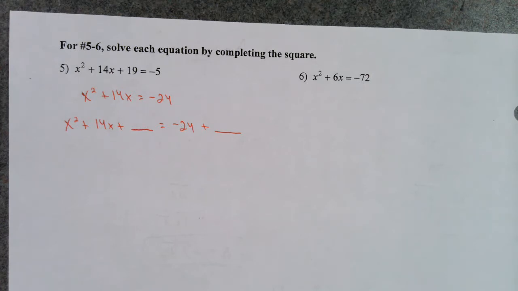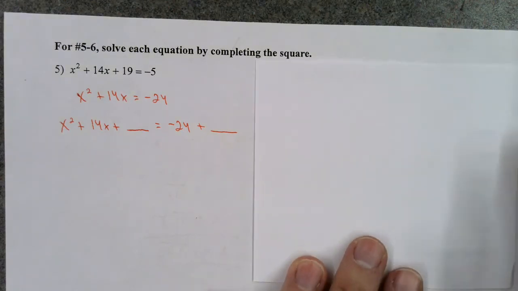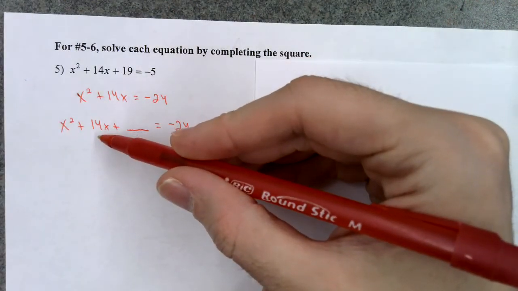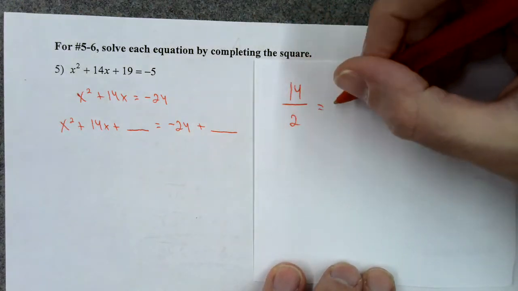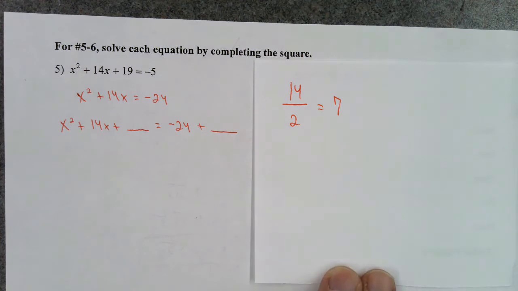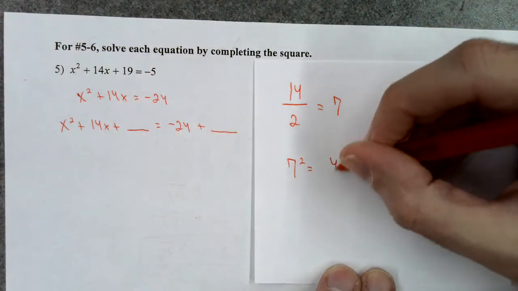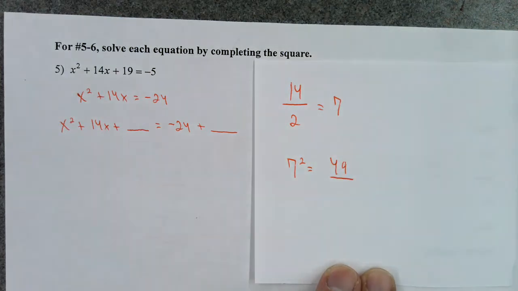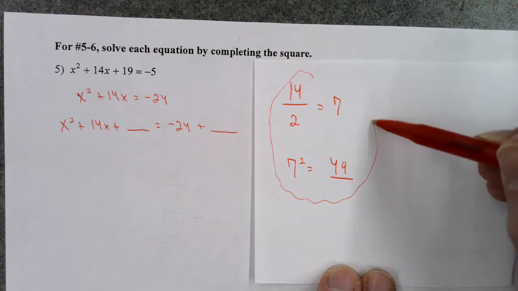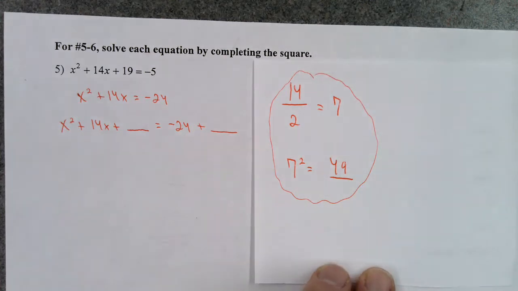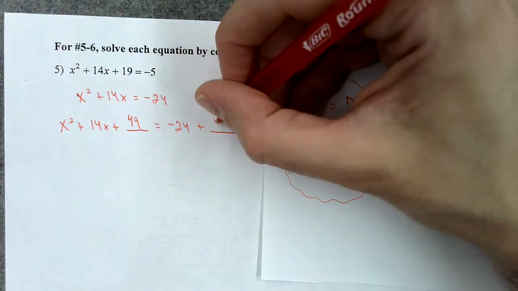So my side work is going to be this. Okay, this is my side work. Take that 14, whatever that number is right there, in this case 14, divide it by 2, and you get 7. Then you take that 7 and you square it. It gives you 49. Okay, so that's my side work right there. That 49 is a number that I add to each side of the equation. So plus 49, plus 49.